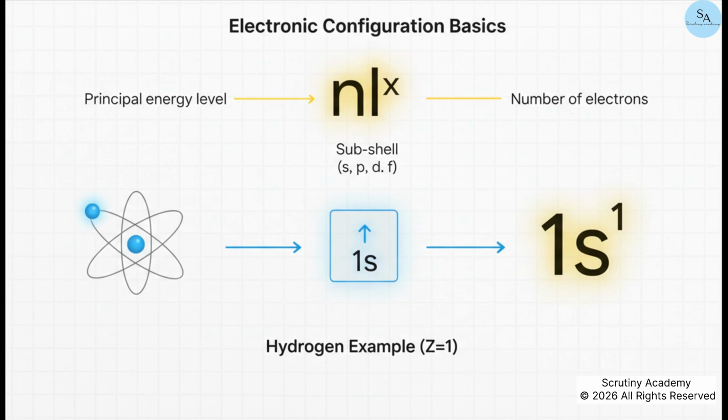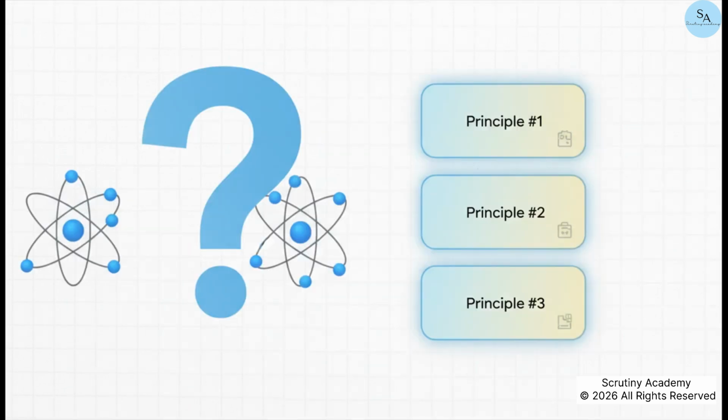Easy enough, right? But what about something like helium, which has 2 electrons, or carbon with 6? We can't just stick them anywhere we want. This is where that rule book I was talking about comes into play. There are 3 fundamental principles we have to follow, and trust me, the order really matters.